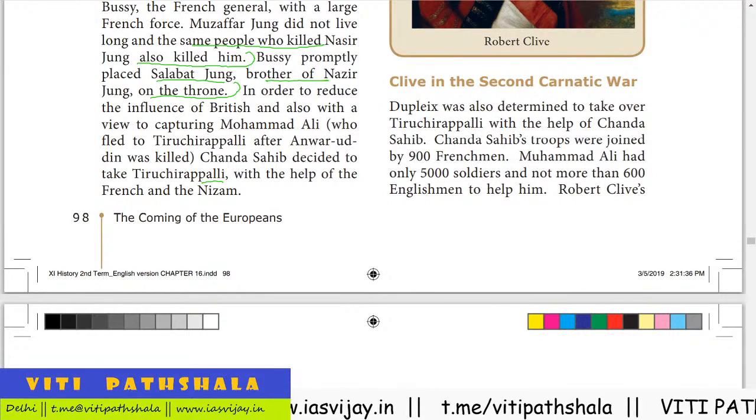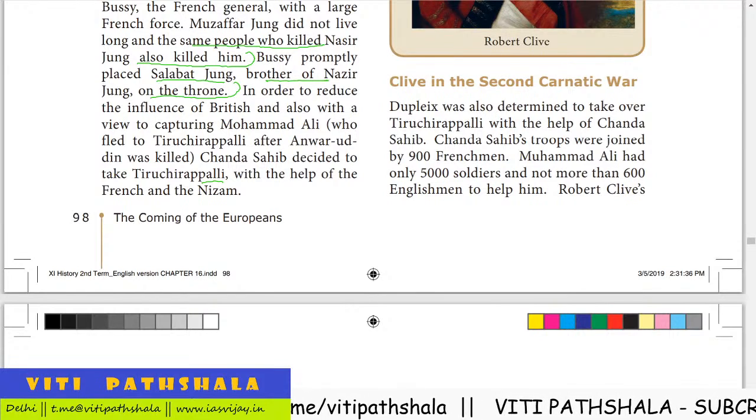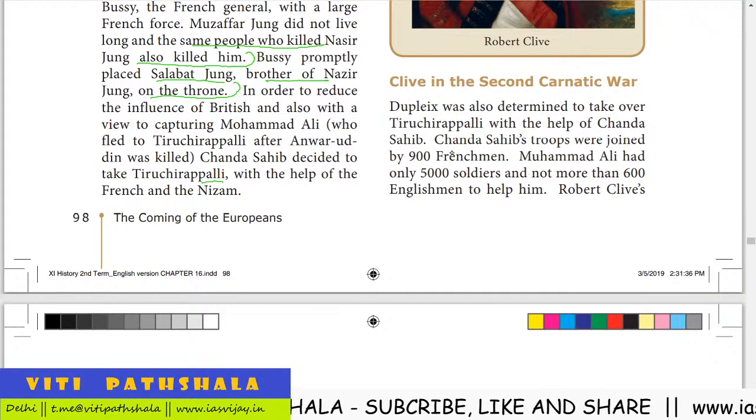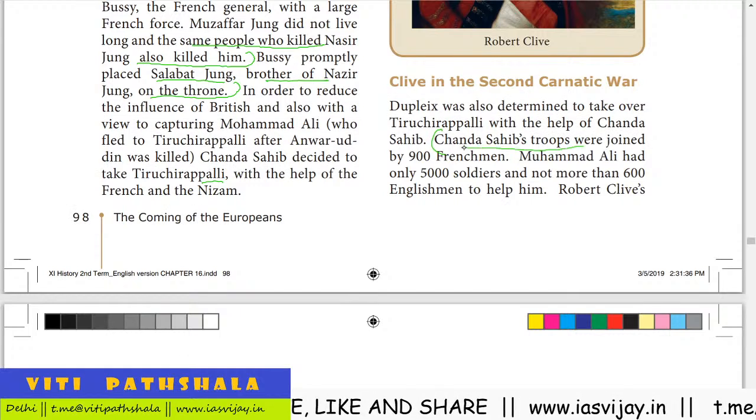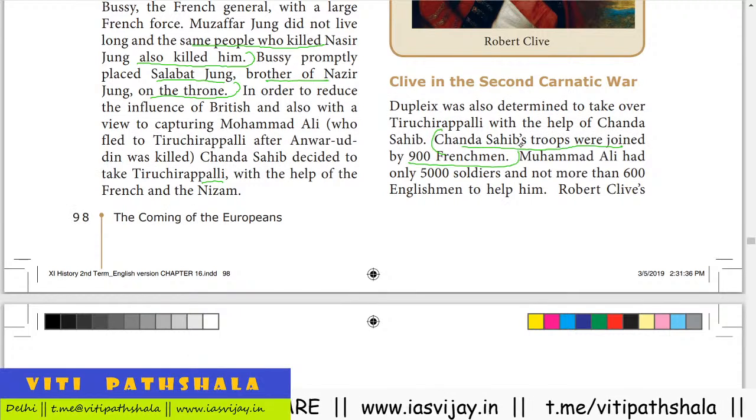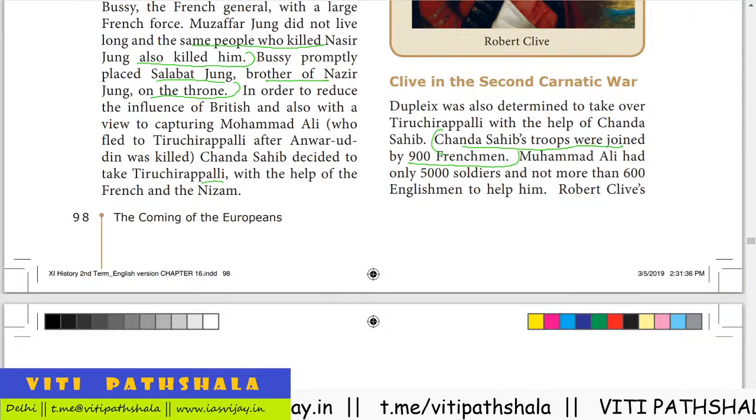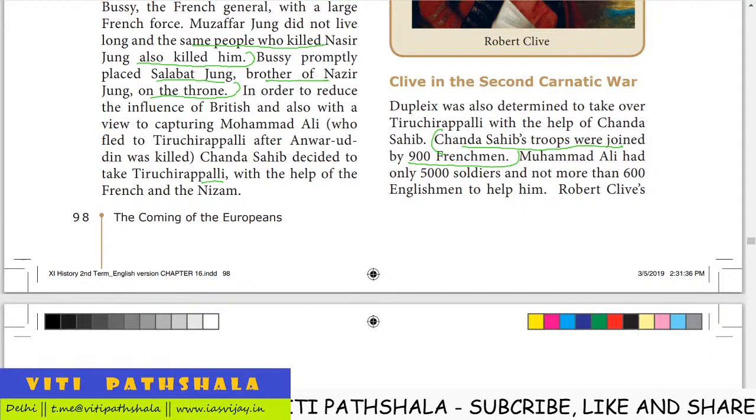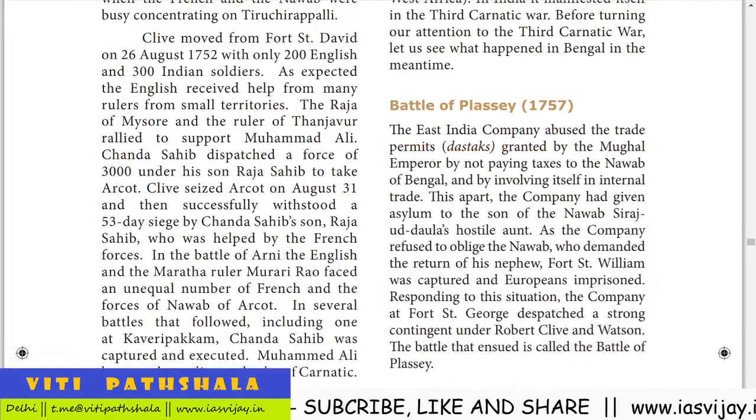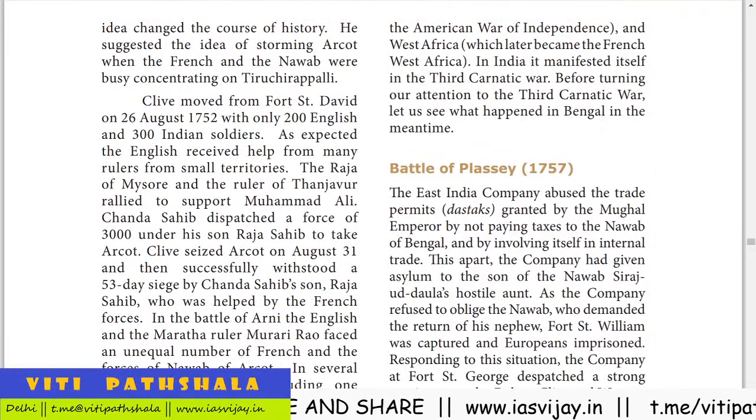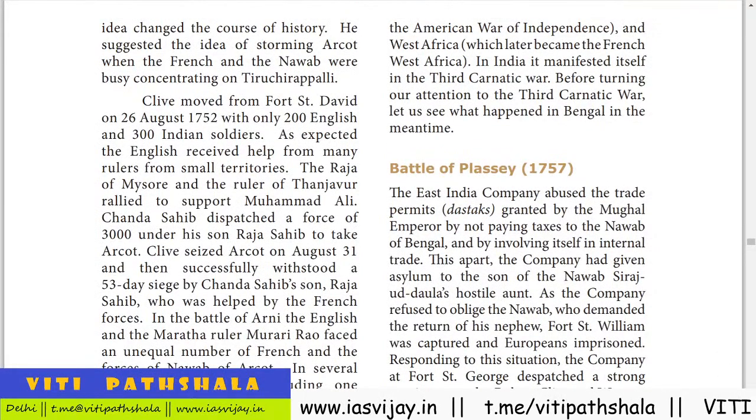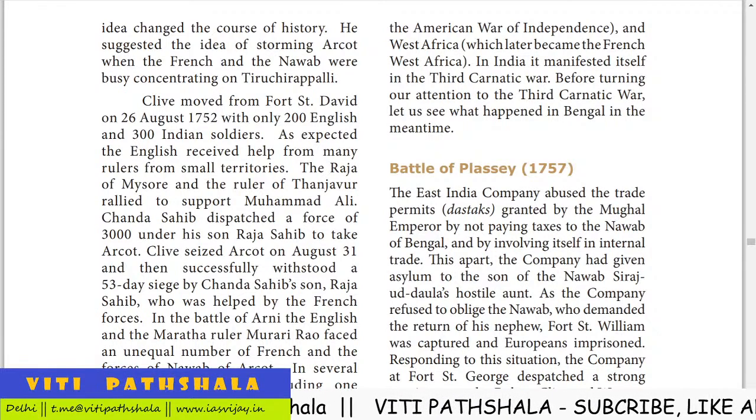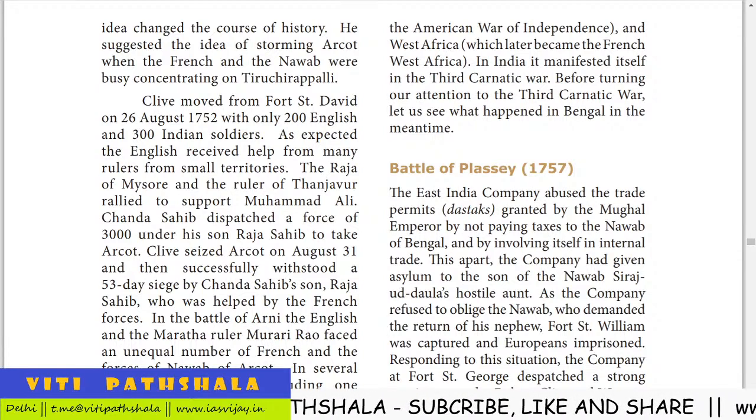Clive in the Second Carnatic War. Dupleix was also determined to take over Tiruchirappalli with the help of Chanda Sahib. Chanda Sahib's troops were joined by 900 Frenchmen. Muhammad Ali had only 5,000 soldiers and not more than 600 Englishmen to help him. So Robert Clive's idea changed the course of history. He suggested the idea of storming Arcot when the French and the Nawab were busy concentrating on Tiruchirappalli.